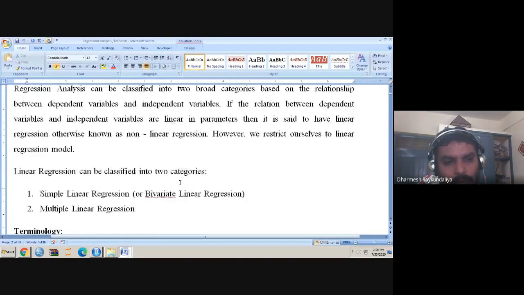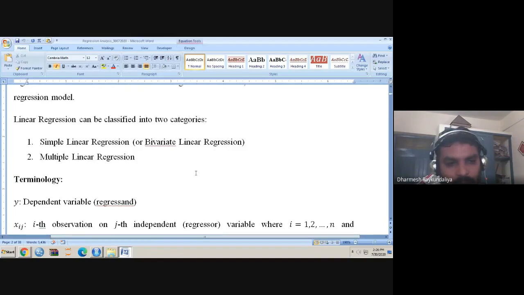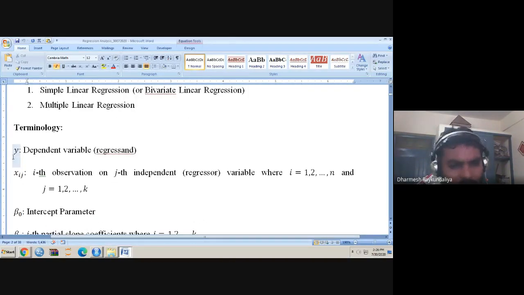So there are two types of models: simple linear regression models and multiple linear regression models. As I told you, in notation you call y the dependent variable. If there is more than one variable, then you call it xij. It is nothing but the ith observation on the jth independent variable. The independent variable is also known as a regressor, so y is called the regressand. It is written here, okay.